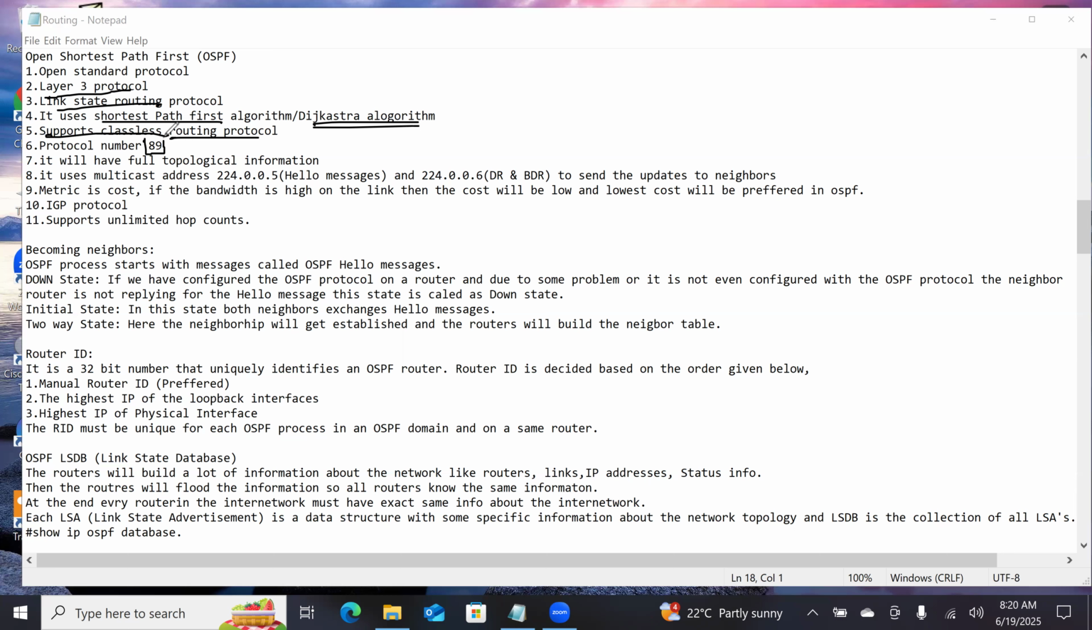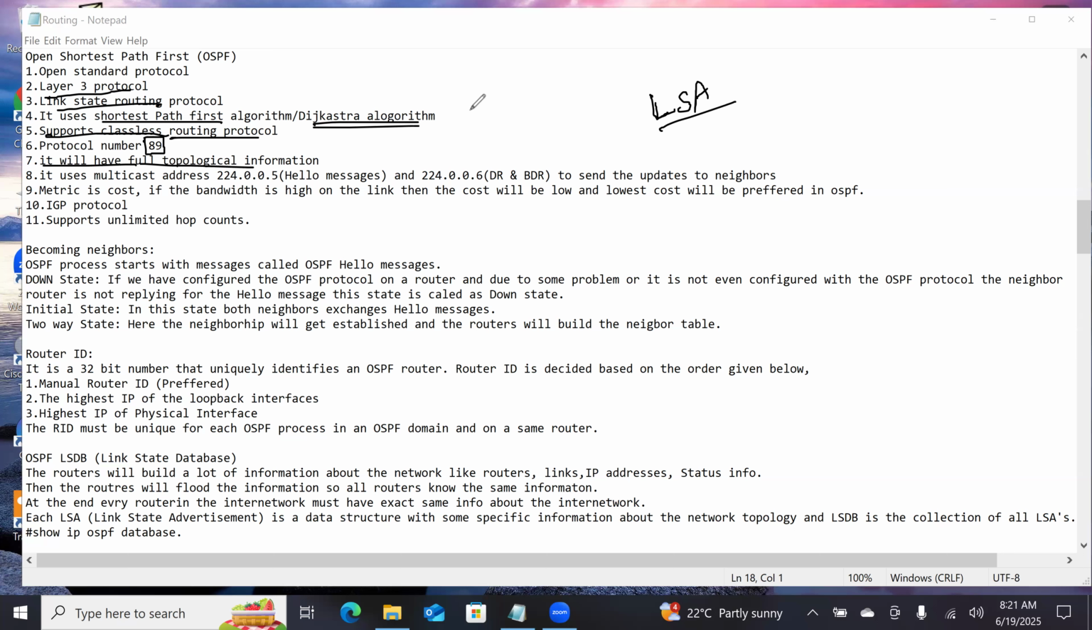What was the protocol number of RIP? 520. And what was the AD value? 120. What is the protocol number of OSPF? 89. And the AD value is 110. Here, it will have the full topological information because of what? As I said yesterday, because of the LSA, Link State Advertisement. It will have the full topological information.